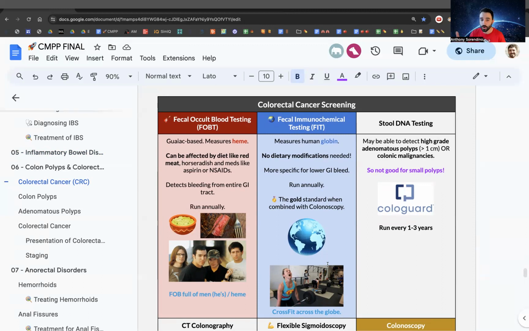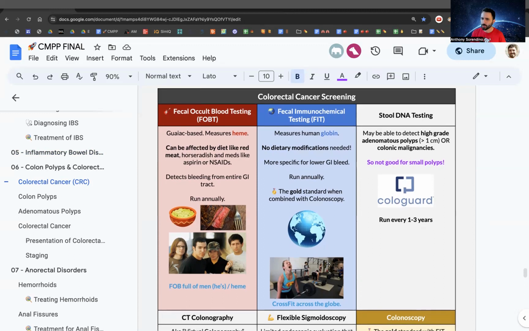Now, fecal immunochemical testing, a FIT test, measures globin, and specifically from humans. So if you have a bloody steak, it's not going to pick that up. It's just looking for the globin from human, from yourself. And it says right there, no dietary modifications needed. It is going to be more specific for a lower GI bleed. You're also going to run it annually. This, along with a colonoscopy for somebody who's not super high risk, is your gold standard for screening.